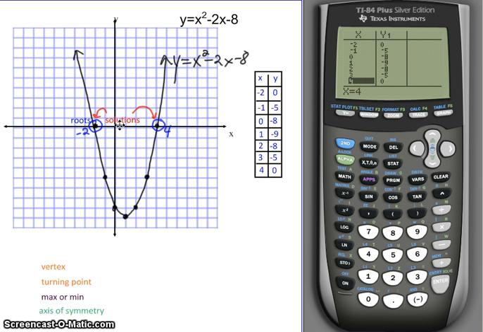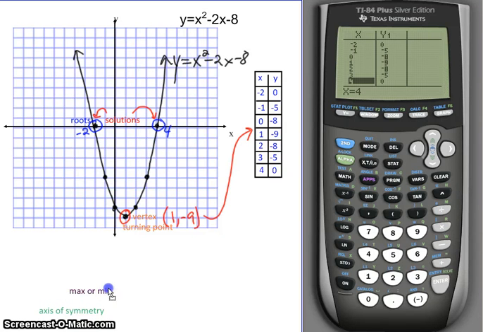Another point that's important to realize is where is your vertex? My vertex is this point right here. In this case, it is the point 1, negative 9. I also see that it is in the center of my table, 1, negative 9. The vertex is also known as the turning point. Notice it's where my parabola turns, changes direction, and goes back up.